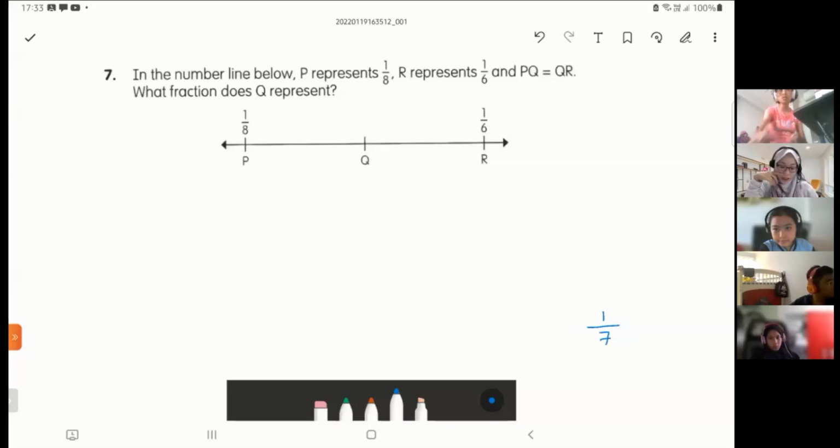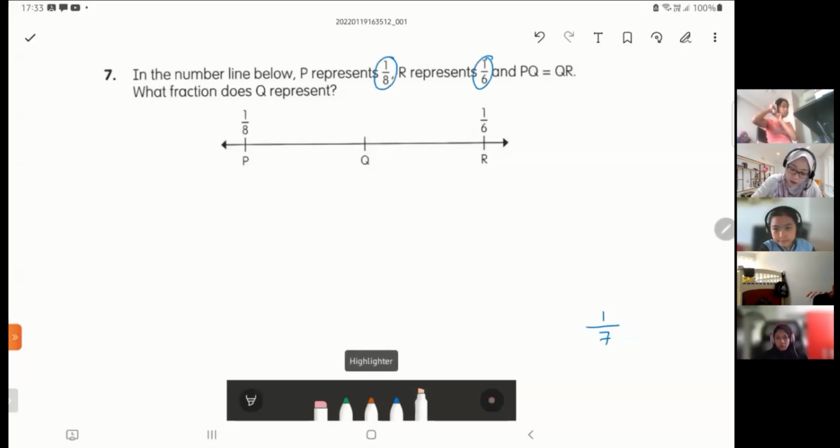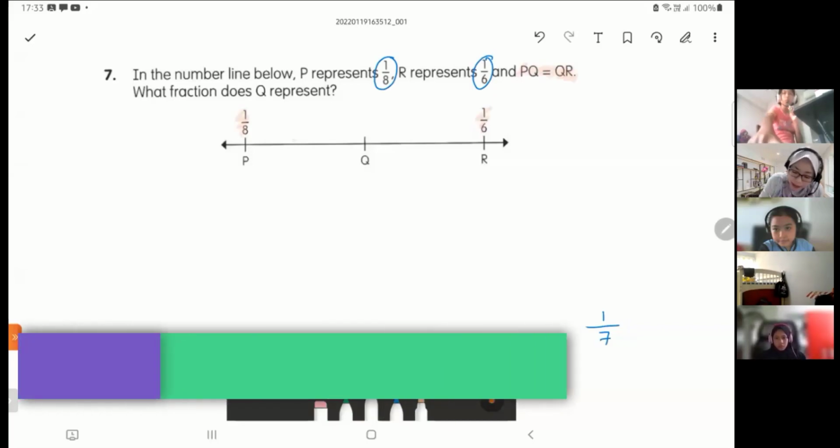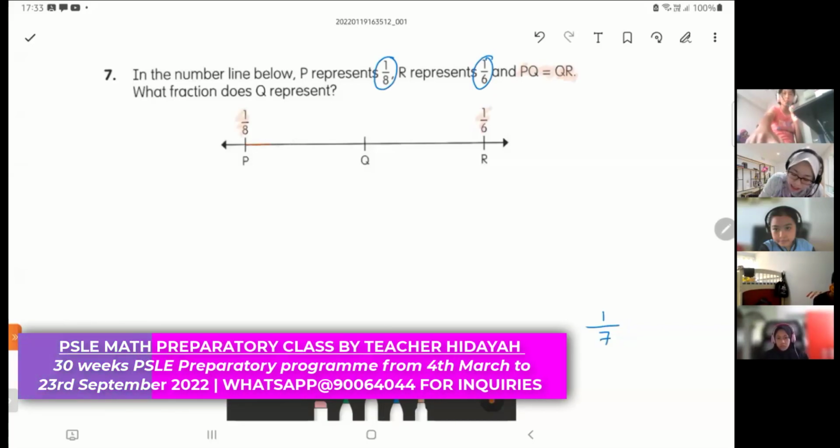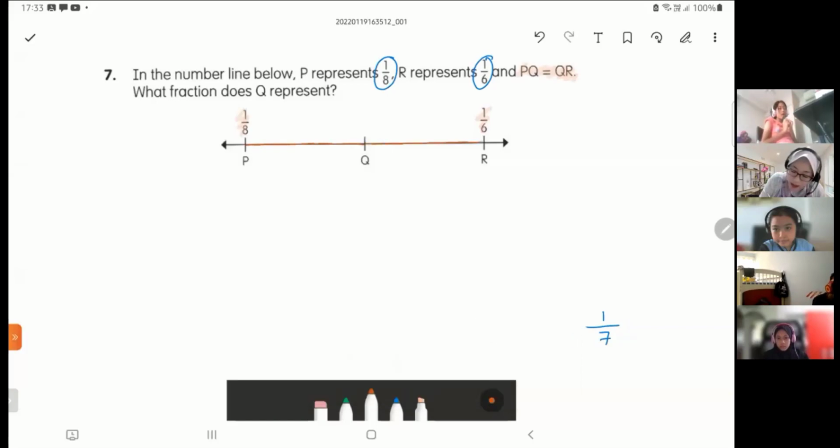Okay, so in this number line below, the P represents 1 out of 8. The R represents 1 out of 6. You can see where the two fractions are like that. And then if you take a look at the next part, PQ is equal to QR, which means they are trying to tell you that this line and this line are equal. I'm using this to show the equal. These two lines are equal because of this.